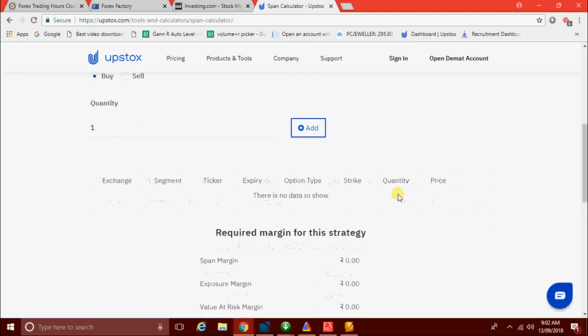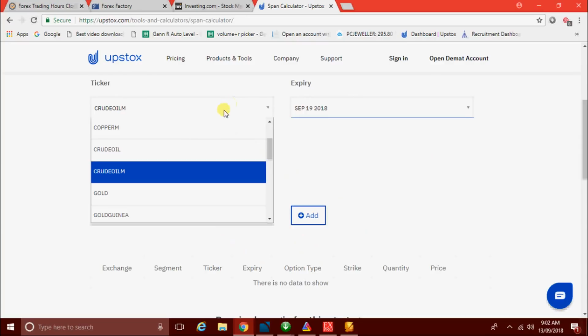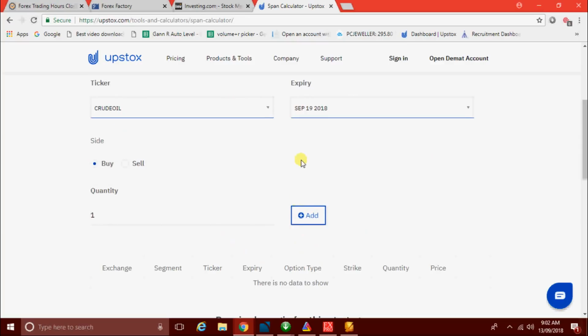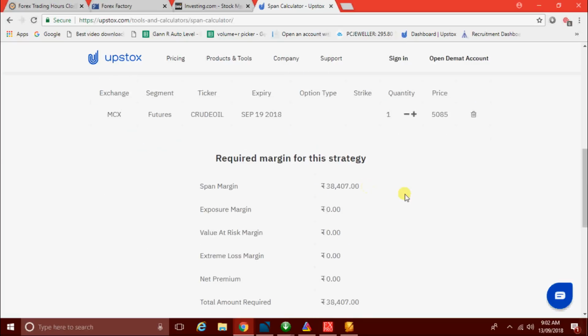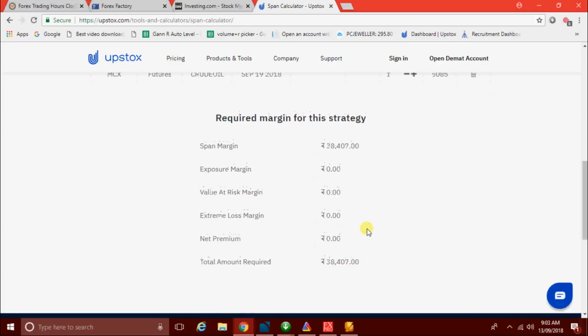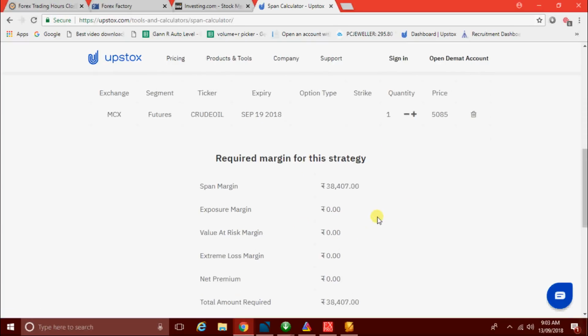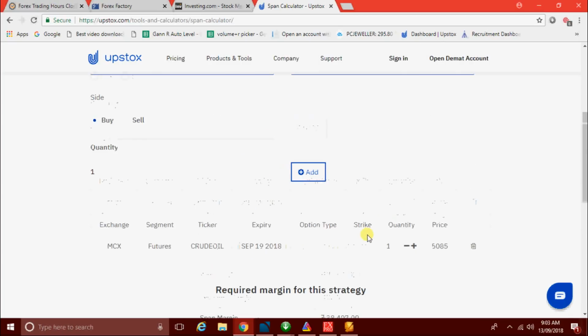This is crude oil mini, and the other one is crude oil mega. Crude oil mega is a 100 rupees variation: a 1 point change means a 100 rupees change. Then margin is required: 38,407 rupees is required for positional trading, and this margin changes every day. This margin is calculated by the exchange, so just check it every day. For intraday you will also get leverage, so you do not need this much amount. So this is the basics about crude oil.